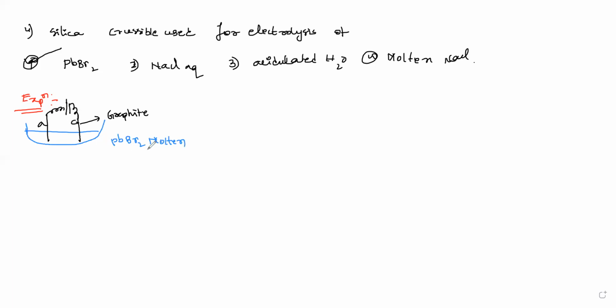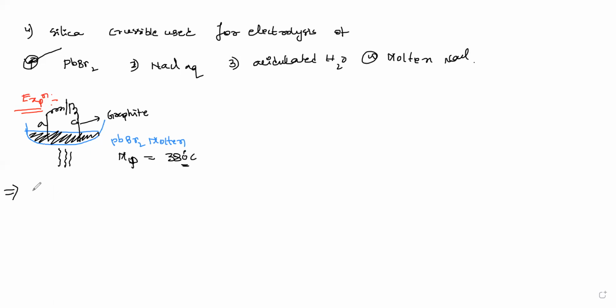Then we are taking molten PBr2, but it is heated slowly. What is the melting point of PBr2? It is 380 degrees centigrade. To maintain 380 degrees centigrade, this crucible is heated slowly. Then the PBr2 converts into the molten state. To maintain the molten state of PBr2, the crucible is slowly heated. That's why a silica crucible is used in the electrolysis of PBr2.